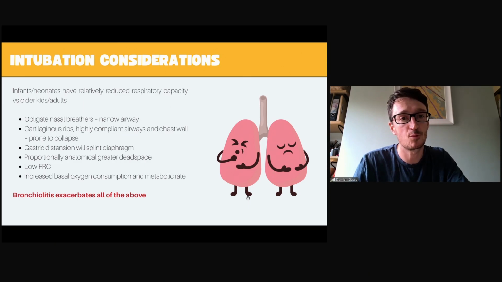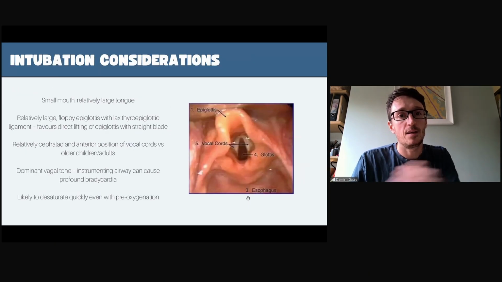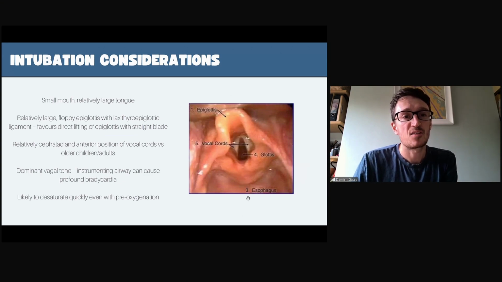So all the things are made worse by this. In terms of their anatomy, they have small mouths with relatively large tongues, a relatively large floppy epiglottis, and lack a thyroepiglottic ligament. So this is why we talk about using a straight blade to lift the epiglottis directly, because if you go into the vallecula and lift, you might see this floppy curved epiglottis hanging over your vocal cords.